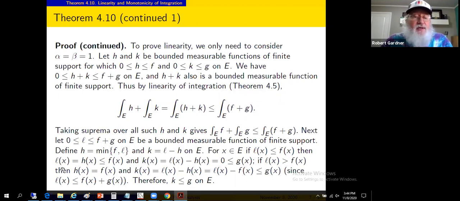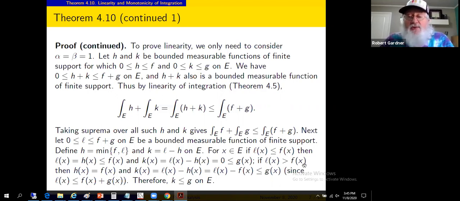Well, in this case, L of x and h of x are the same, so we're getting 0 out there, and 0 is less than or equal to g. So it's looking good. We've got h of x less than or equal to f of x, and we've got k of x less than or equal to g of x for these x values. That is when L of x is less than or equal to f. Well, what if it ain't?